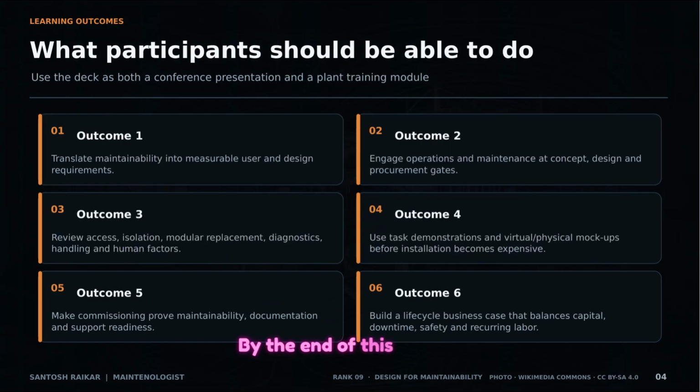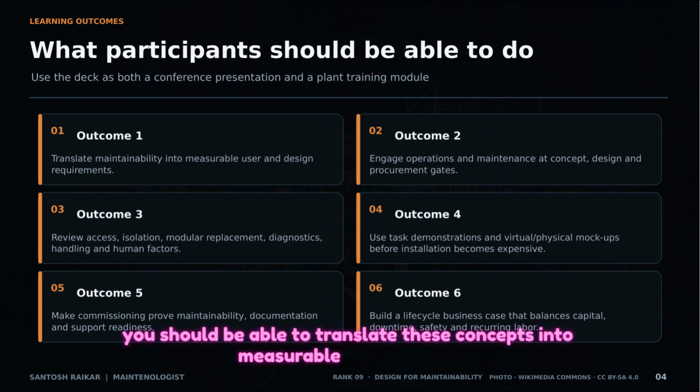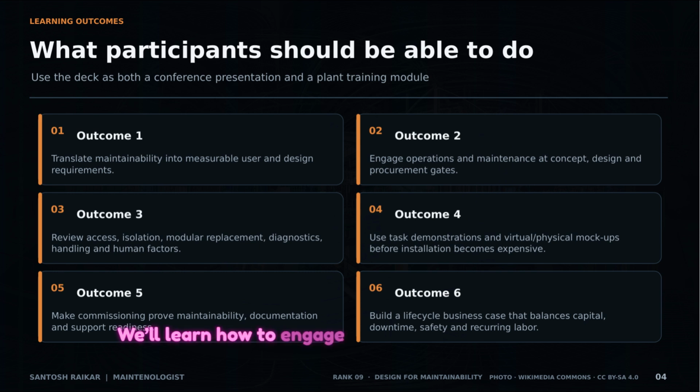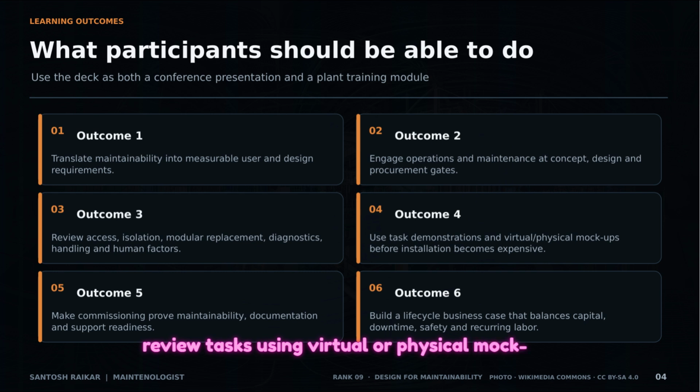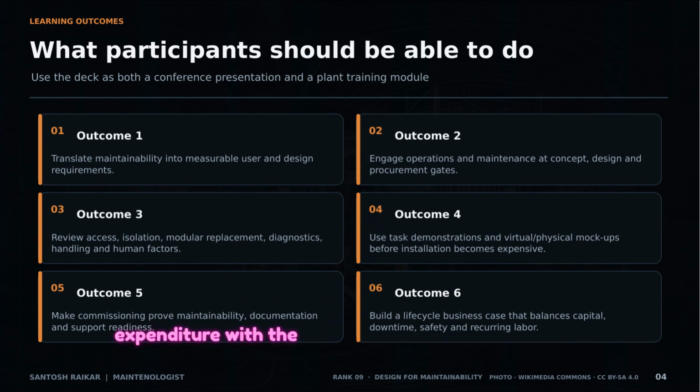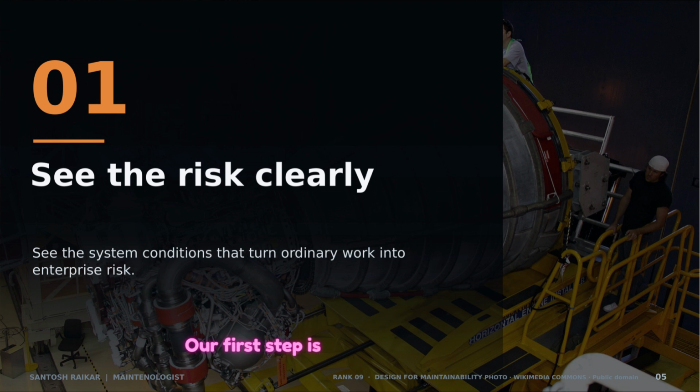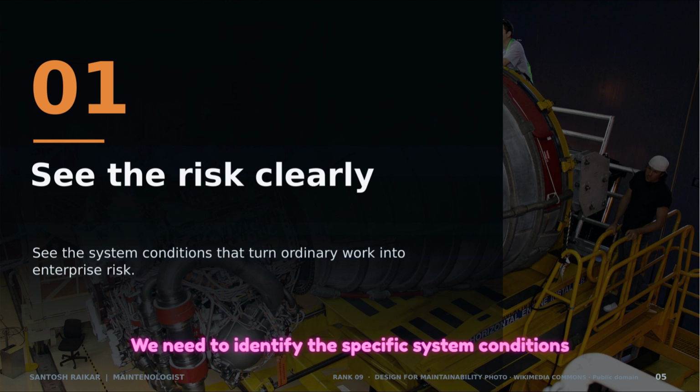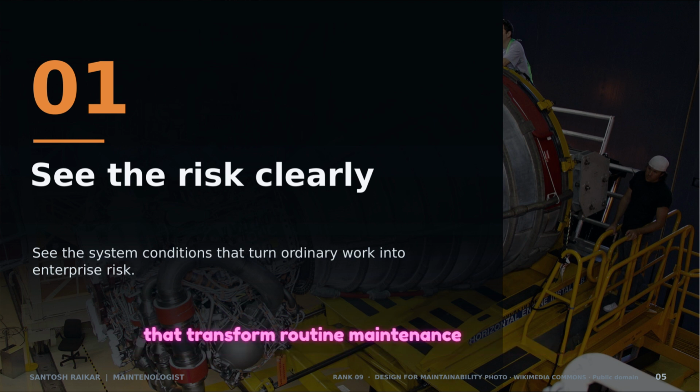By the end of this session, you should be able to translate these concepts into measurable requirements. We'll learn how to engage maintenance teams at the right gates, review tasks using virtual or physical mock-ups before they become expensive to fix, and build a business case that balances capital expenditure with the long-term realities of downtime and labor. Our first step is to see the risk clearly. We need to identify the specific system conditions that transform routine maintenance tasks into significant enterprise risks.